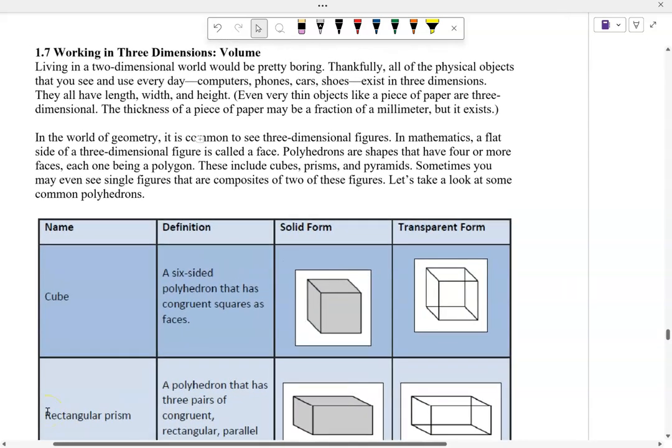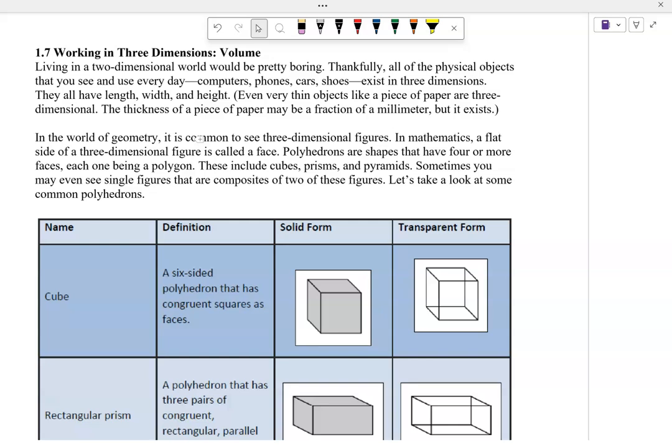All right, let's get into volume. You know, we've been working in a two-dimensional world, but it'd be nice to do some mathematics in 3 dimensions, right? The world we live in here. So here's some basic 3-dimensional figures.